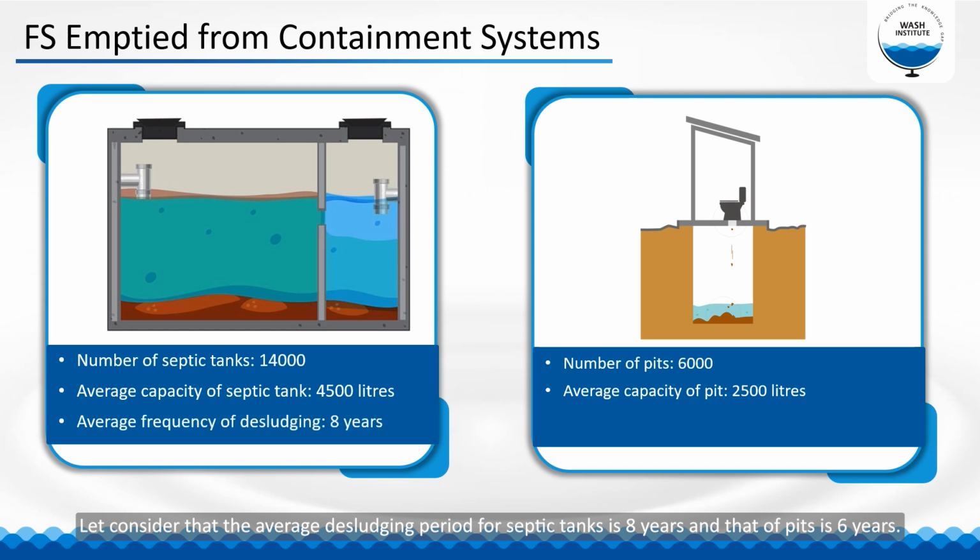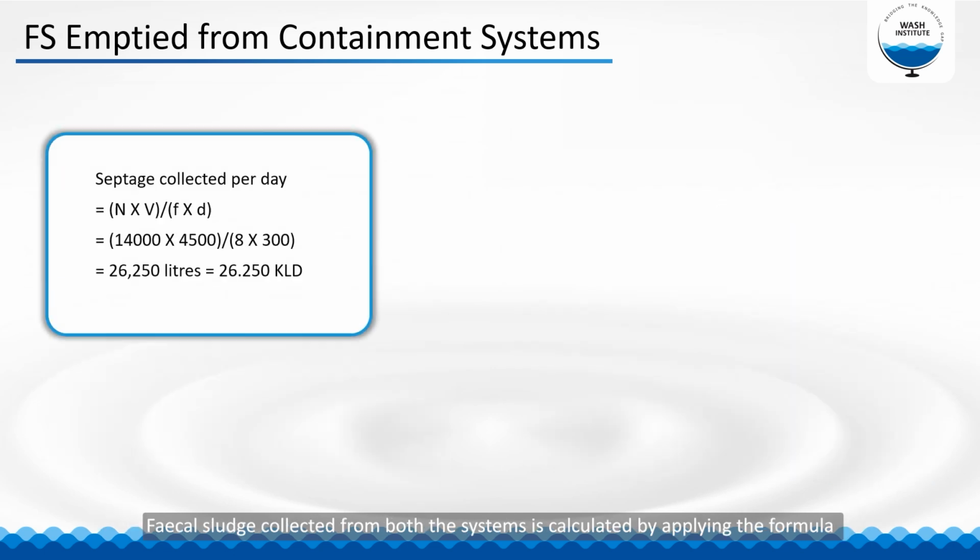Let's consider that the average desludging period for septic tank is 8 years and that of pit is 6 years. Fecal sludge collected from both the systems is calculated by applying the formula and finally added to calculate the total fecal sludge collected from the town.